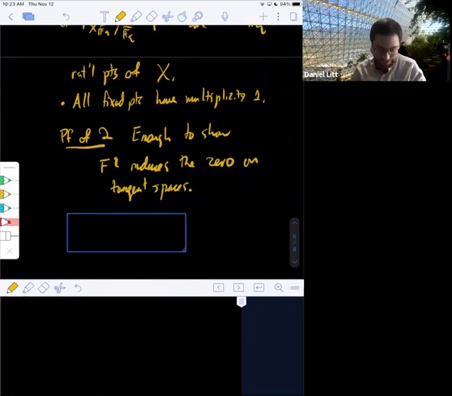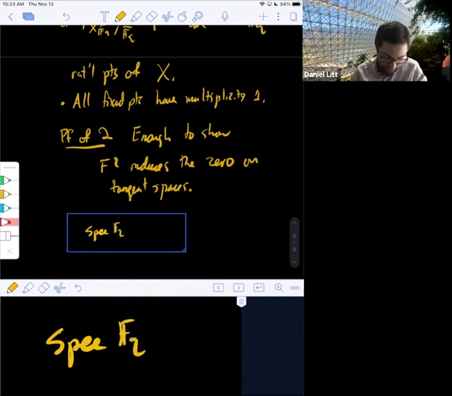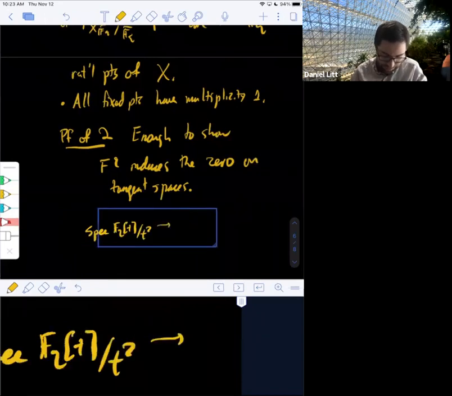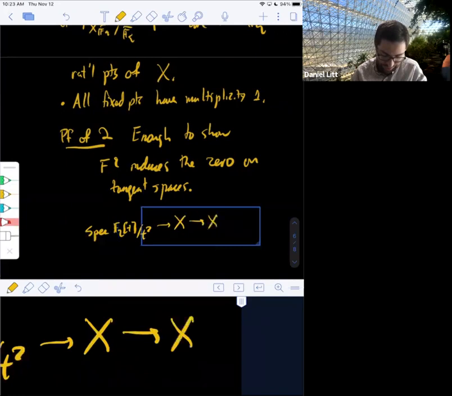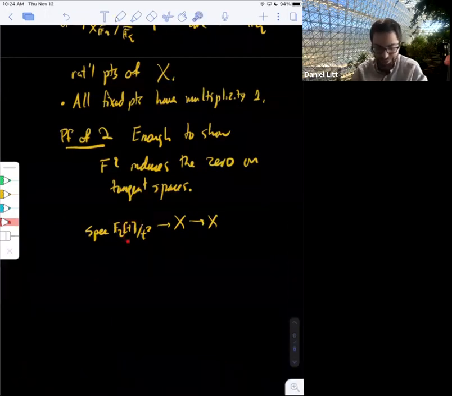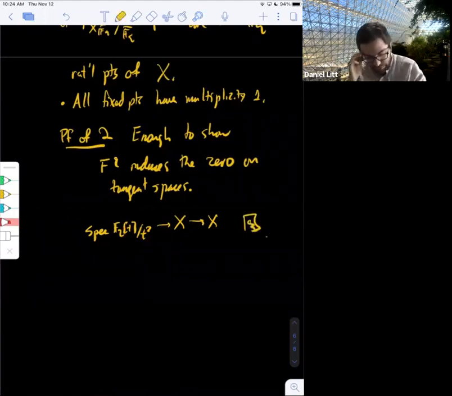So what Ben said is absolutely correct. That works. So here's the way I like to think about it. Suppose I have a map from Spec FQ adjoin T mod T squared to X, and then I compose with Frobenius. This is what Frobenius does on tangent spaces, right? So you're taking P-th power. P is at least 2, so it kills T. That's the way I like to think about it. Okay, so that's the proof.